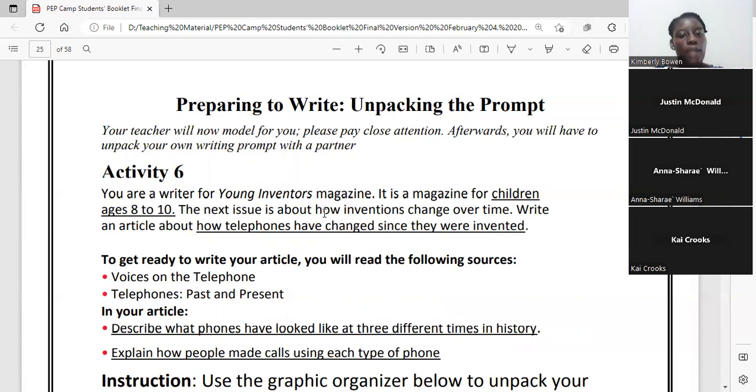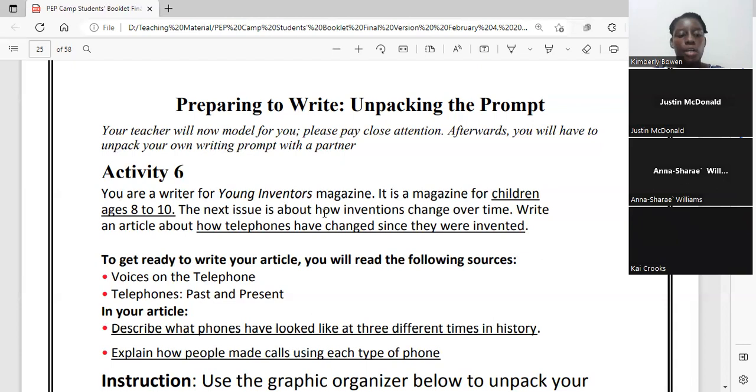So it says, you are a writer for Young Inventors magazine. It is a magazine for children ages 8 to 10. The next issue is about how inventions change over time. Write an article about how phones have changed since they were invented. To get ready to write your article, you will read the following sources. Voices on the telephone, telephones past and present. In your article, describe what phones have looked like at three different times in history, and also explain how people made calls using each type of phone.